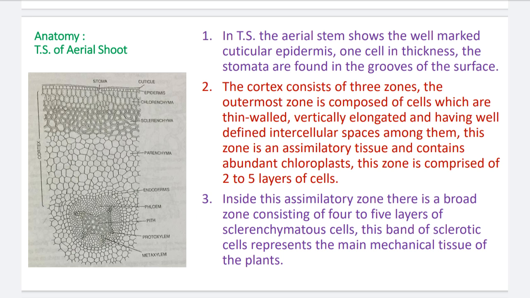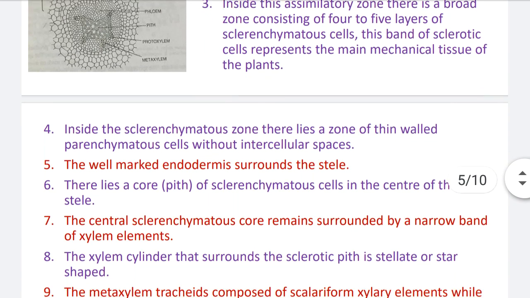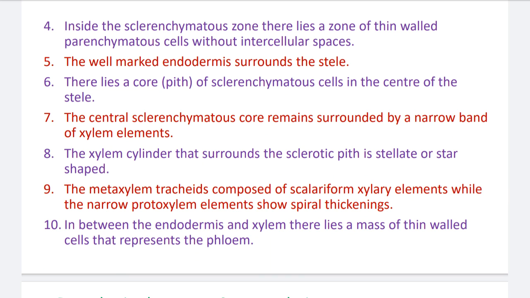Number 2. The cortex consists of three zones. I have just discussed these three zones: outer chlorenchymatous, then middle sclerenchymatous, and innermost parenchymatous. Chlorenchymatous is involved in photosynthesis, sclerenchymatous in mechanical support or rigidity, and parenchymatous in the storage of food material. So we skip this explanation and go directly to number 5.